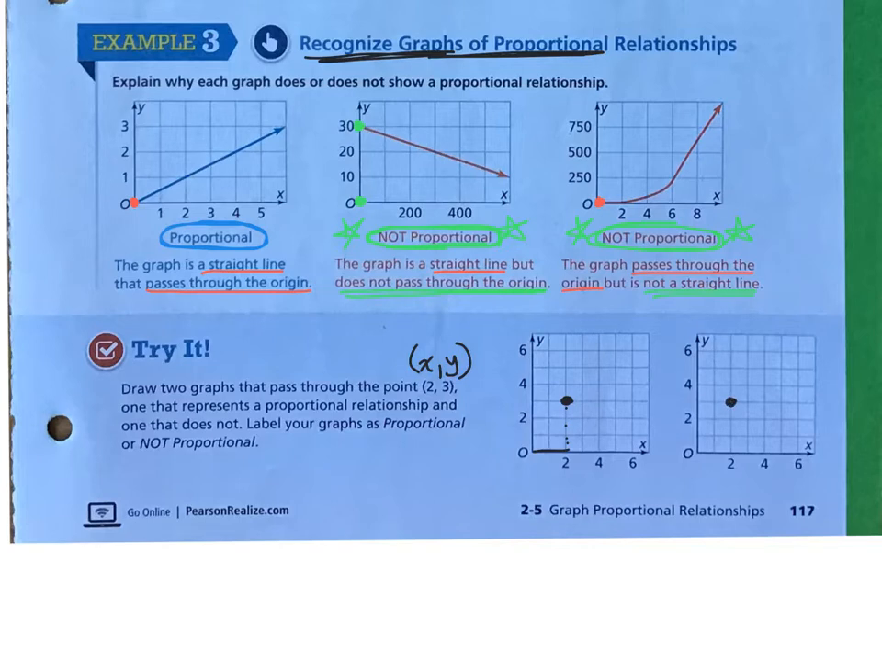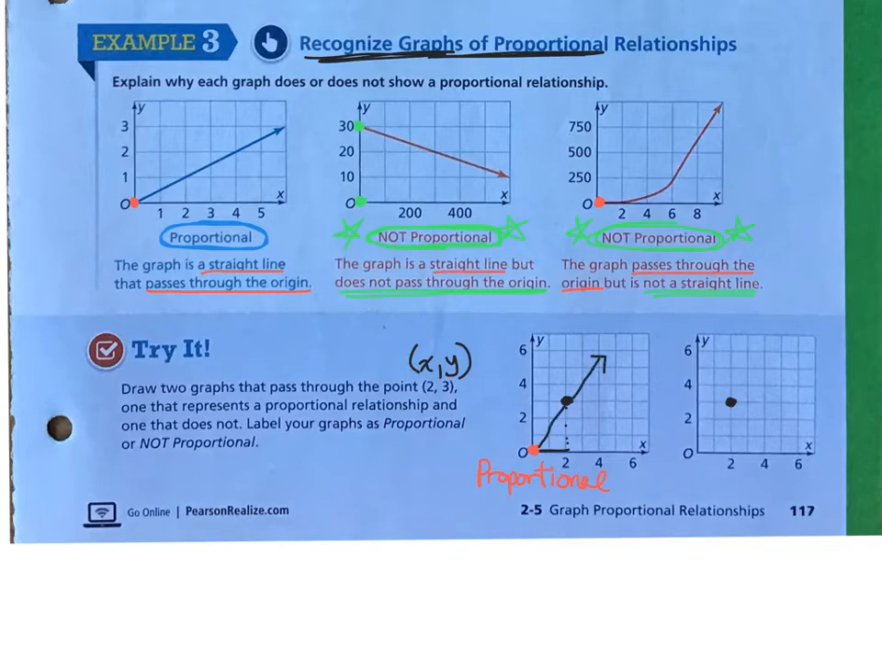Now, when we draw this to represent a proportional relationship, we have to make sure it meets the two conditions. In other words, we have to make sure that there is a straight line and that it passes through the origin. So we're going to call this first graph proportional, because it is a straight line, and we do have a second ordered pair, (0, 0), that it goes through.